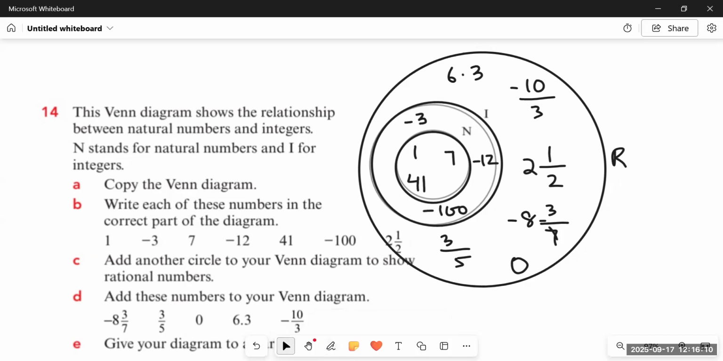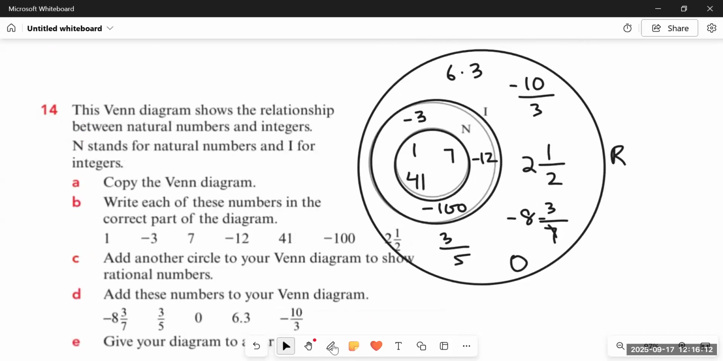So we are done with all the questions, question number 1 till 14 of exercise 1.3. I hope students the questions are clear to you. Still, if you have any questions, you can ask me in the comment section or you can contact me on my WhatsApp.